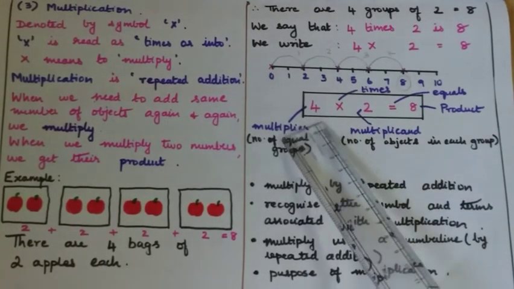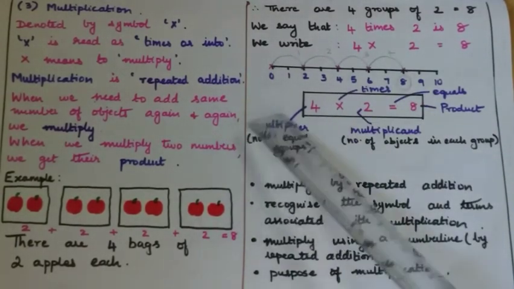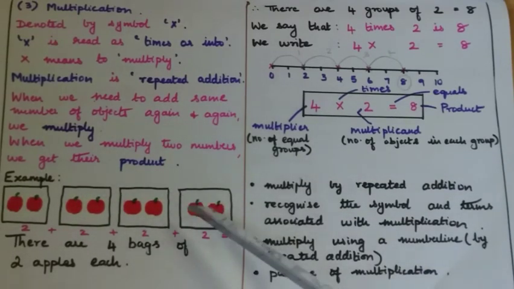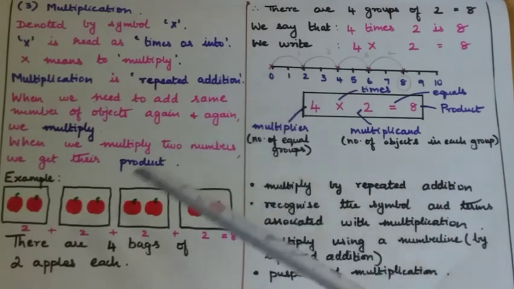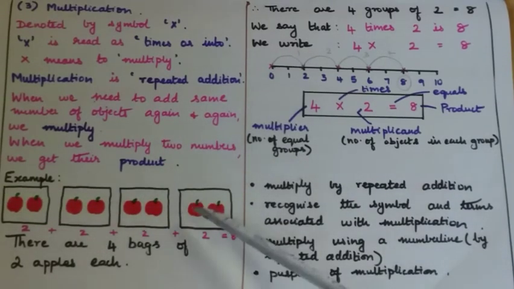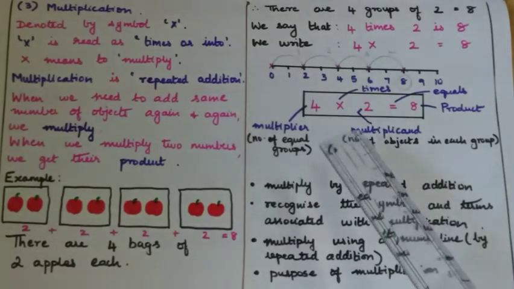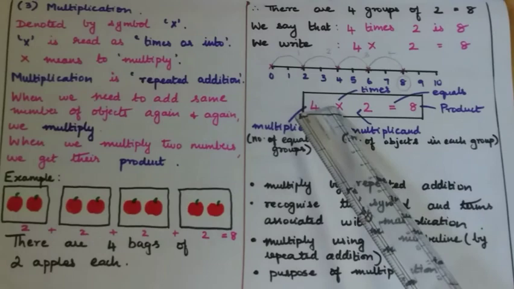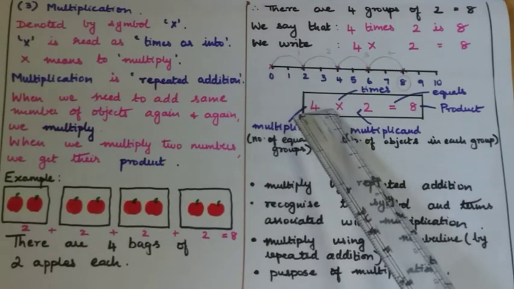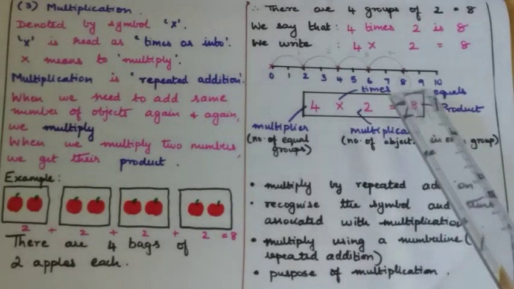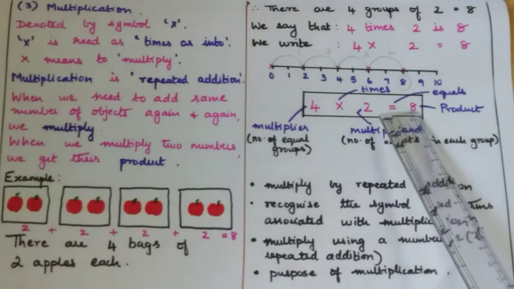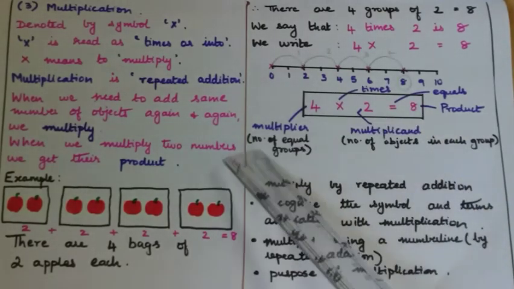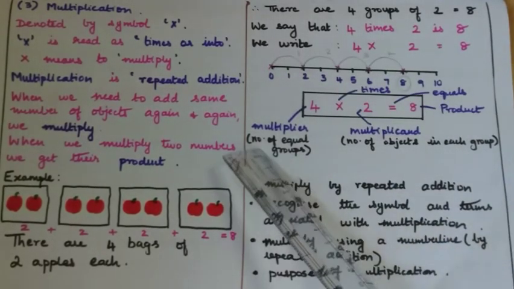Now let's make the terms in multiplication clear. In this example there are 4 bags. So the number of equal groups is called the multiplier, and the number of objects in each group is called the multiplicand. The operator in between is called times or into, the two horizontal lines are called equals, and the result that we obtain is called the product. Your child needs to be familiar with these terms.